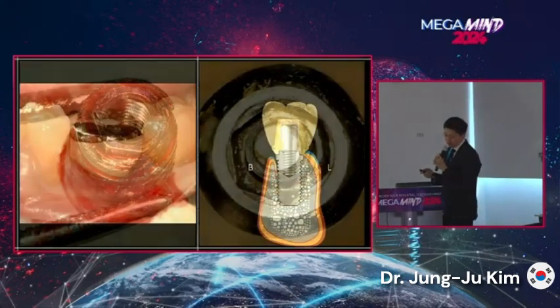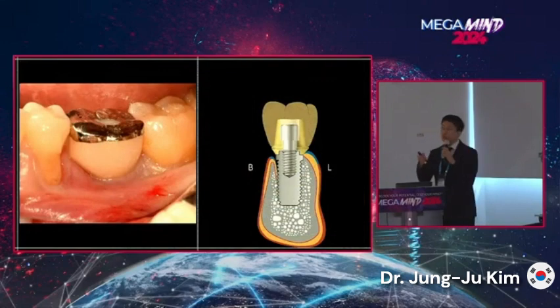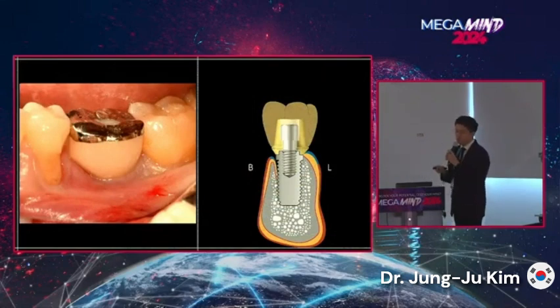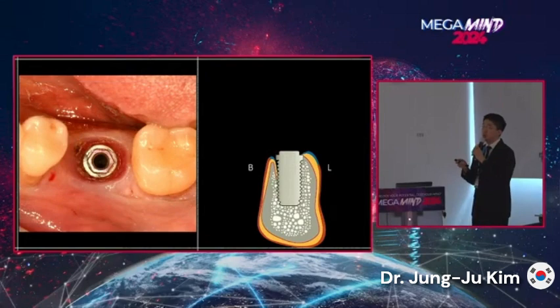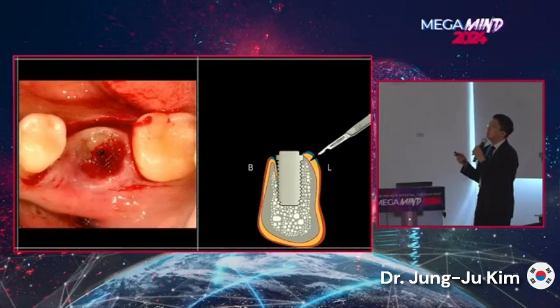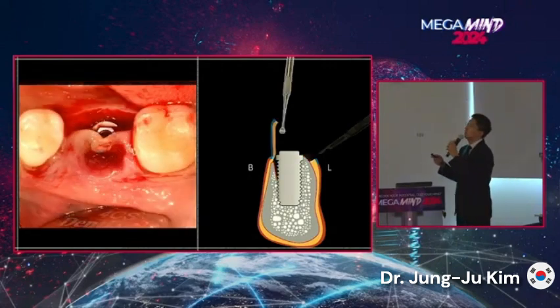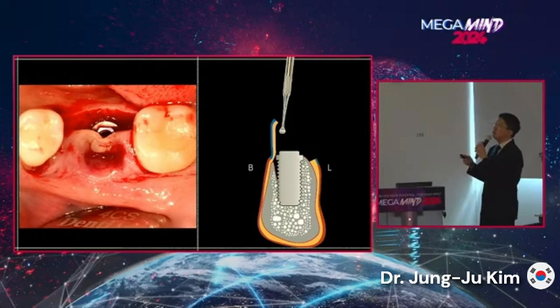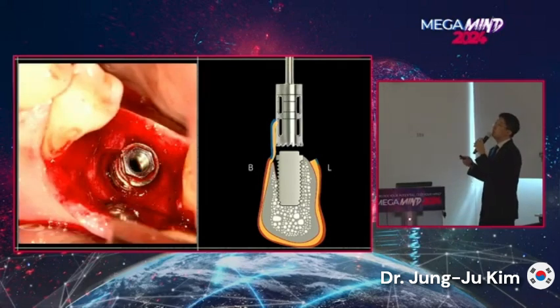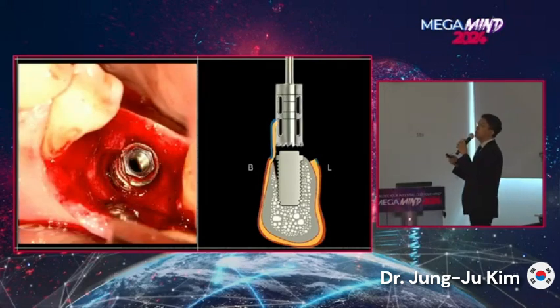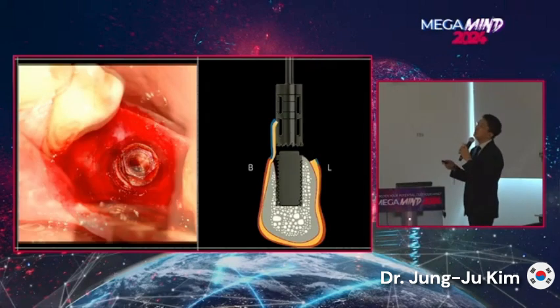Rather than immediately removing the fixture, I'll show you how to utilize the abundant attached gingiva on the lingual side. First, we remove the crown and abutment, then make an incision on the sound bone of the lingual side. Next, carefully elevate the gingiva on the core and fixture area to shift the flap buccally. Then use a trephine drill to remove this external connection fixture.